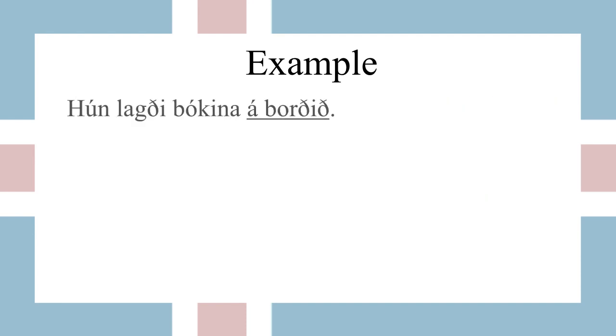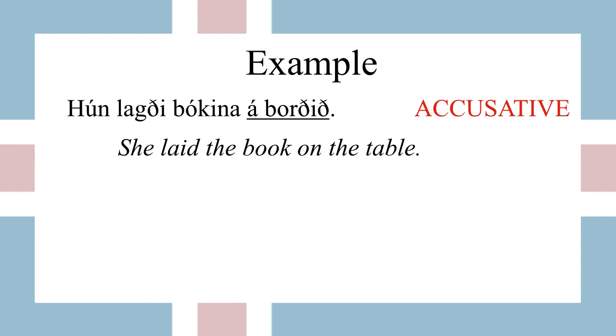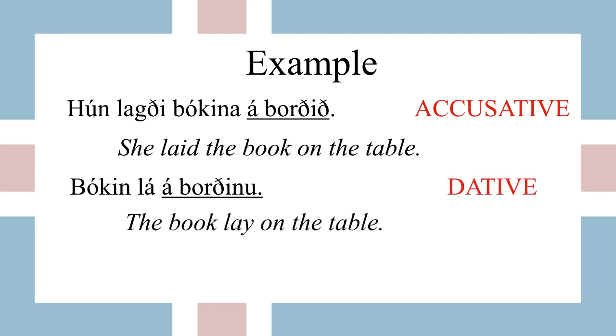Let's look at some more examples. Hún lagði bókina á borðið. This is the accusative, and it means she laid the book on the table. The book wasn't on the table before, but the action of laying it on the table has motion, so we're going to use the accusative form of borð. Compare that to this example, bókin lá á borðinu, which is the dative form, and this means that the book lay on the table. So there's no motion onto the table, it's already there.